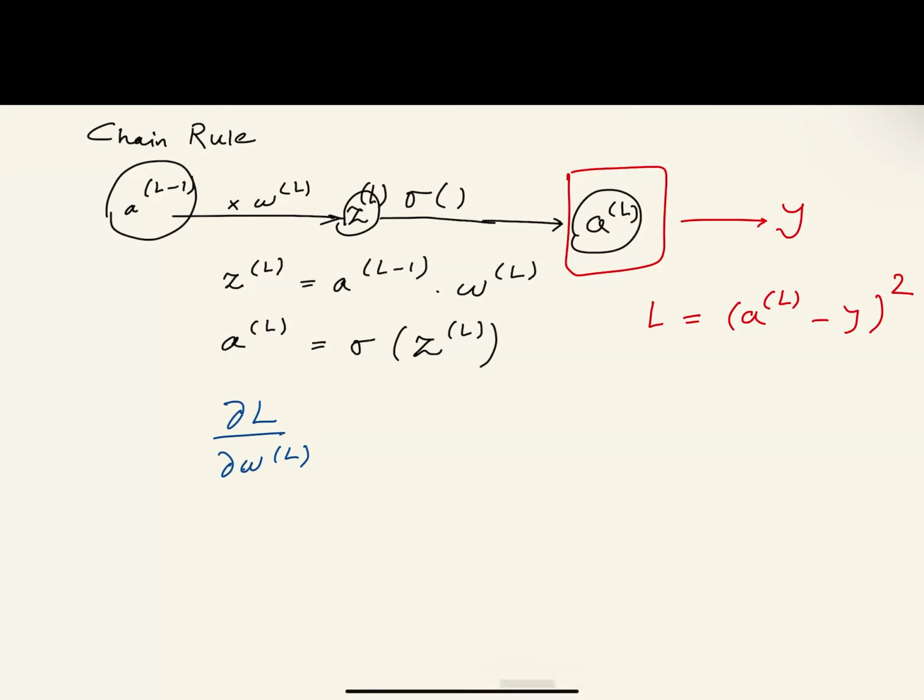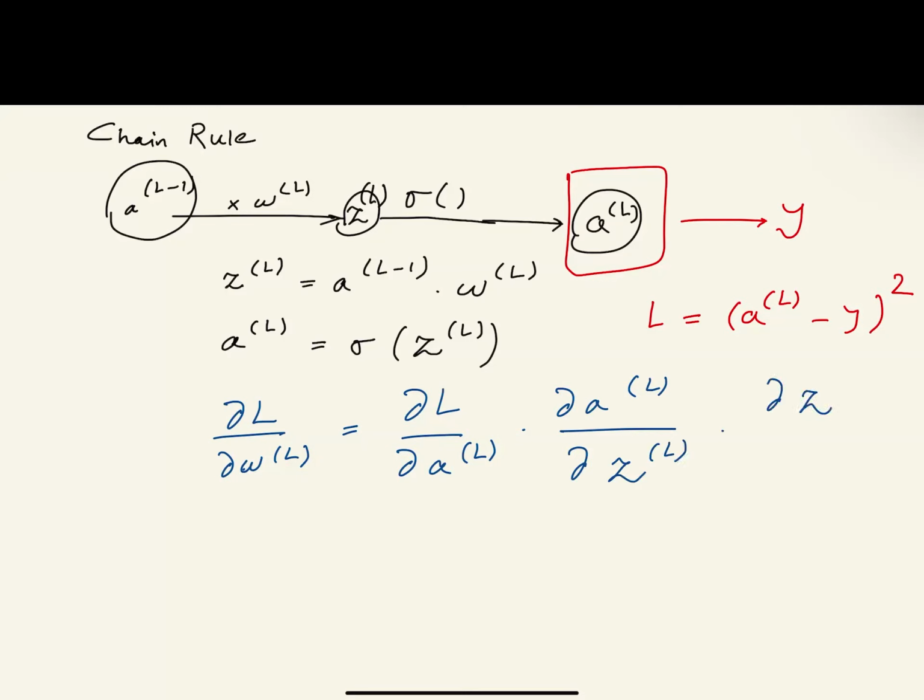So let's write this down with the chain rule. First, we are looking at the changes of L with respect to the changes of the value of the neuron at layer L, A^L. To write the rest of the chain, I'm going to write the changes of A^L with respect to the value of the intermediate variable that we introduced, Z^L, and then the changes of that intermediate variable with respect to the changes of W.